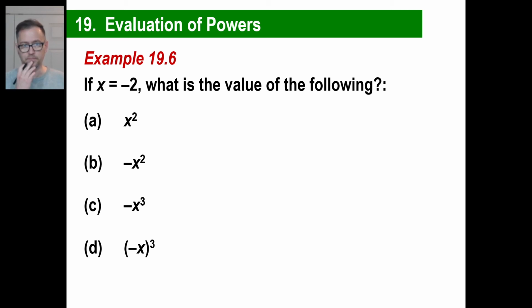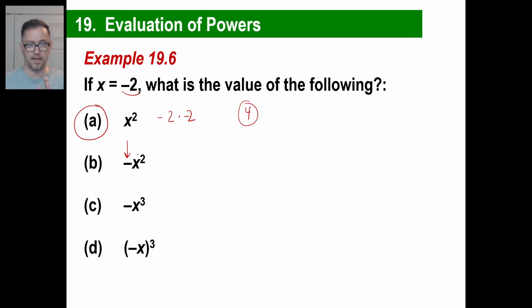All right, let's look at this one. X is negative 2. So what's the value of all of these? Let's take them one at a time. And obviously, if you need to pause and copy, go ahead and do that. All right, well, x squared. To square something means to multiply it by itself. So what you're actually doing when you say x squared, if x is -2, you're saying negative 2 times -2. That's what you're doing. And a negative times a negative is a positive. There's your answer.